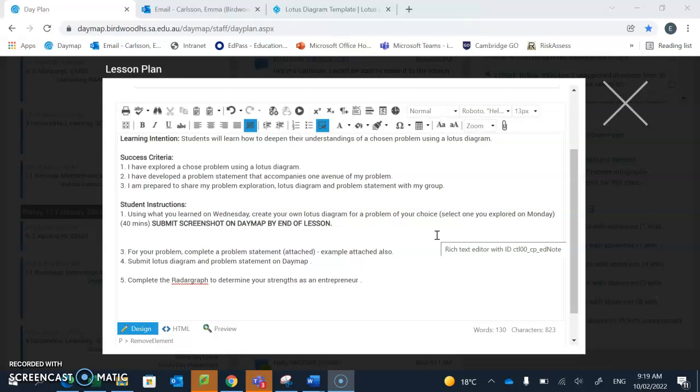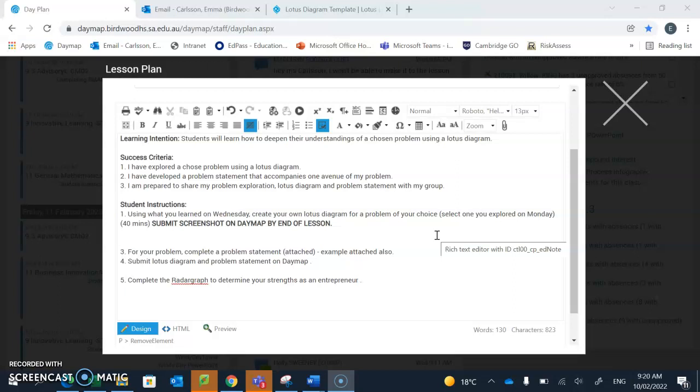Learning intention today, you're going to learn how to deepen your understanding of a chosen problem using a lotus diagram. Success criteria: you have explored a chosen problem using a lotus diagram. You have developed a problem statement that accompanies one avenue of your problem, and you're prepared to share your problem exploration, so that was Monday's task, lotus diagram and problem statement with your group on Monday's lesson. So we've got a lesson on Monday afternoon next week, so you need to be prepared to share these three things. So all this week's work with your group on Monday.